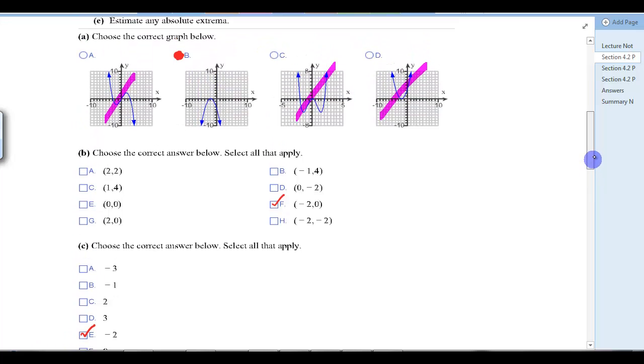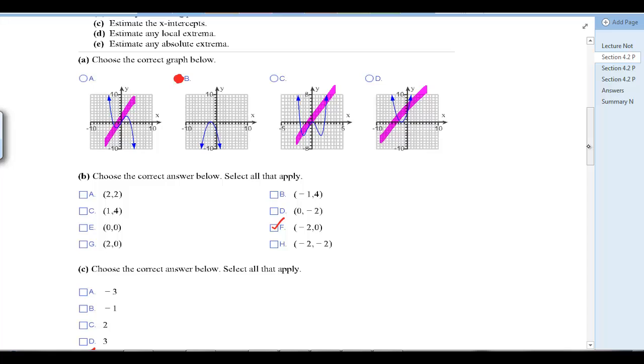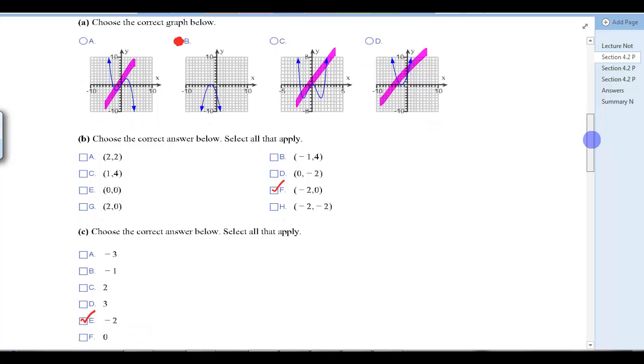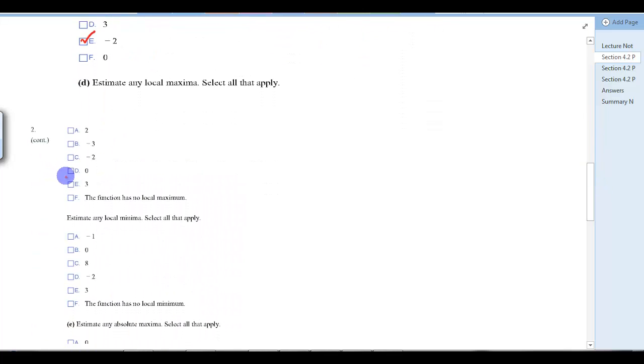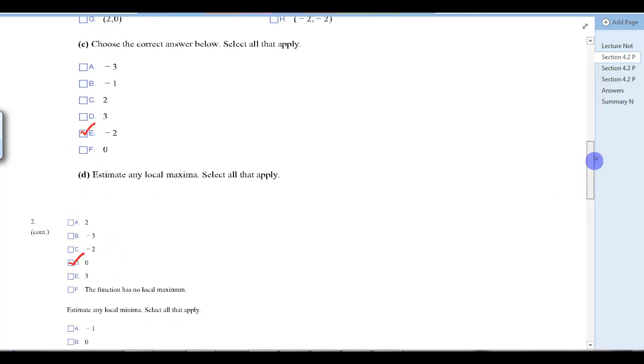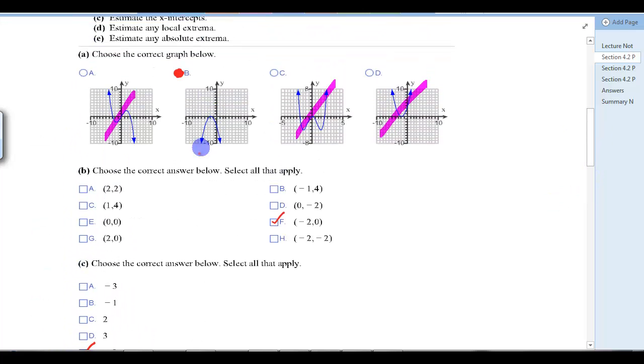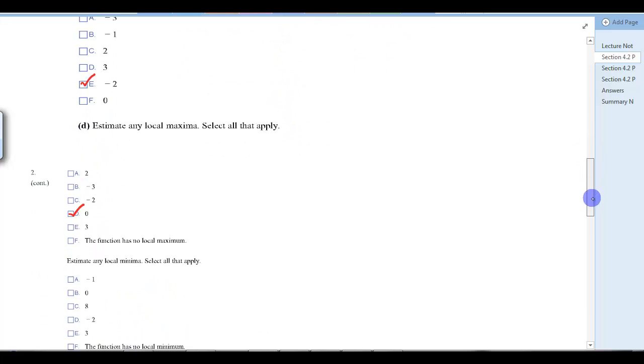All right. Estimate any local maxima. Let's look here. Local maxima means the y value of the turning point. So that will be what? 0. So 0 should be the next thing. Okay, local minima. So that's a min. Let's look back. Does this have a min? No, that thing's going on forever on both of those parts.